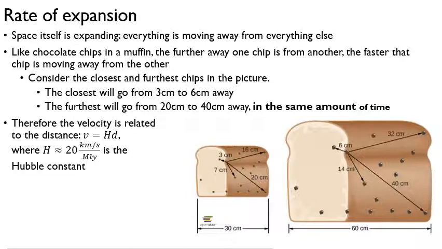So this recession velocity, the velocity at which objects are moving away from us, is related to the distance. This is what we qualitatively said here. Now there's an equation. The velocity is equal to this constant, H, times the distance. This constant is called the Hubble constant, and it is equal to 20 kilometers per second per megalight year. That means an object that is 1 megalight year away is moving away from us at 20 kilometers per second. An object that is 2 megalight years away is moving away from us at 40 kilometers per second. So for every megalight year of distance, that's a million light years, you get an extra 20 kilometers per second recession velocity.